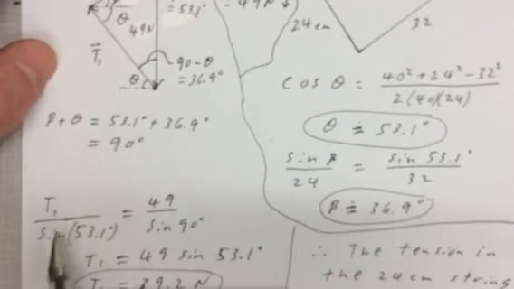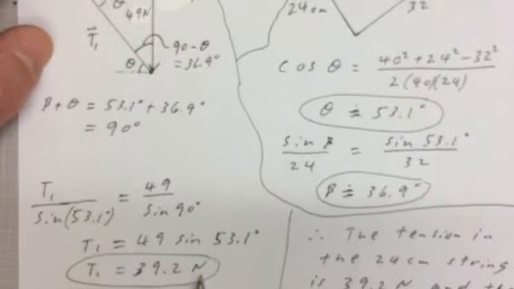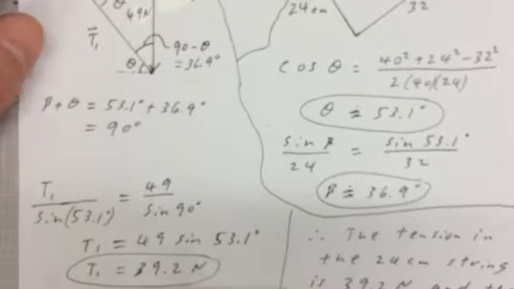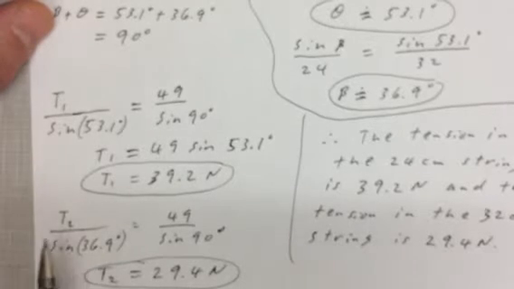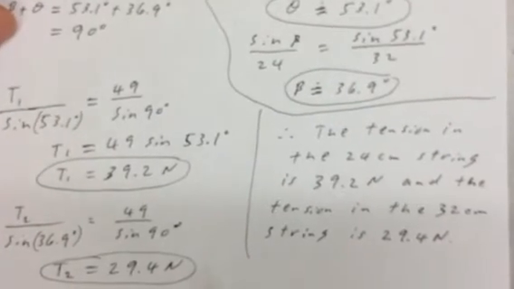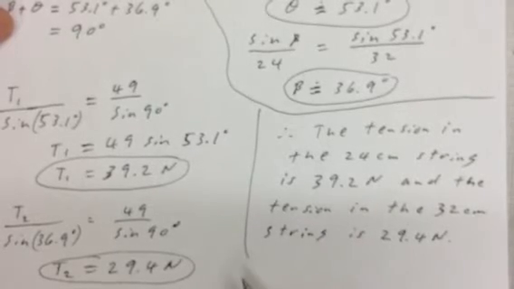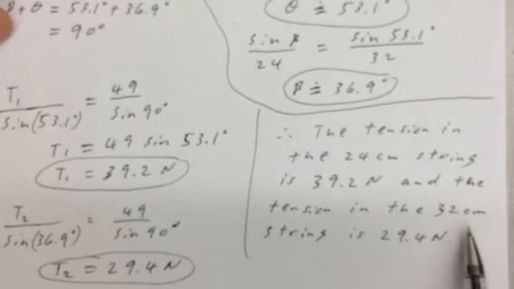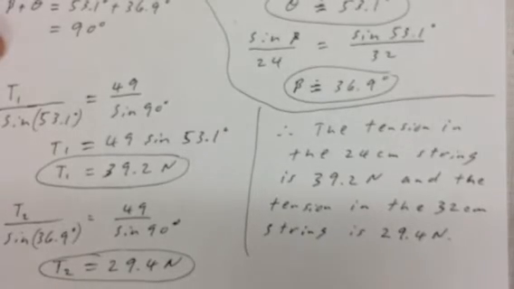So tension 1 using the sine law gives me the tension 1 equal to 39.2 newtons. Using the sine law again, tension 2 equals 29.4 newtons. And that allows us to sum this up: the tension in the 24 centimeter string is 39.2 newtons, and the tension in the 32 centimeter string is 29.4 newtons. And that's it for that problem.